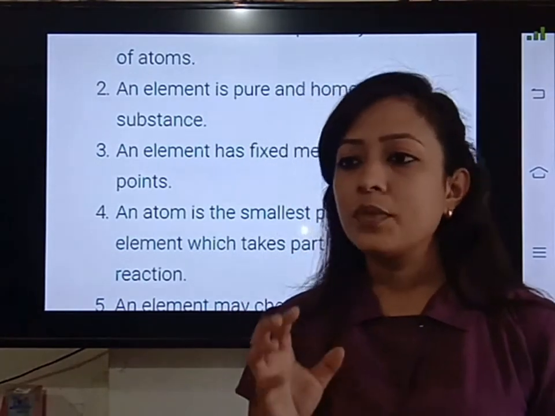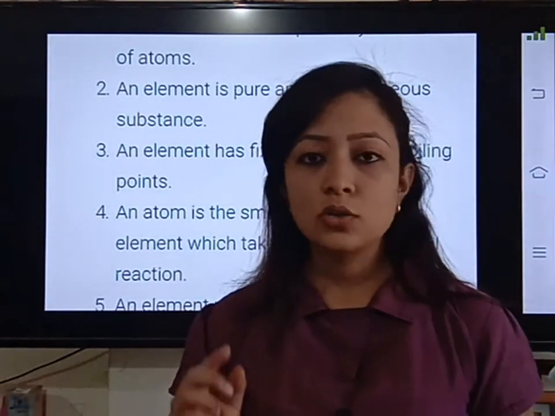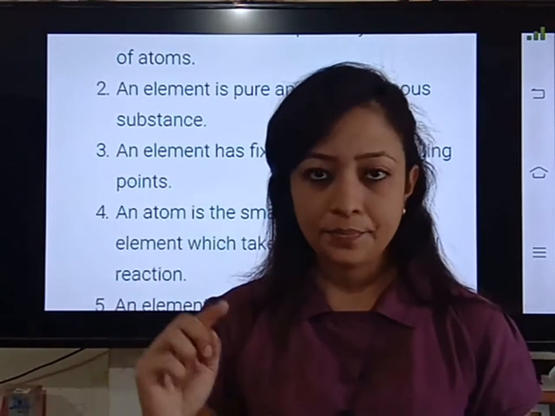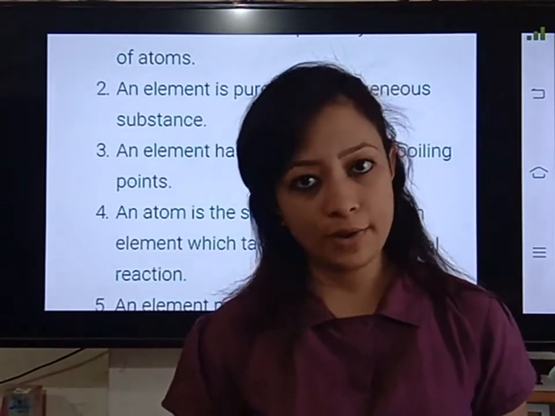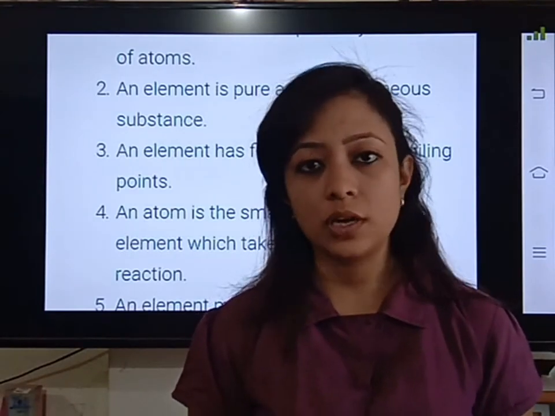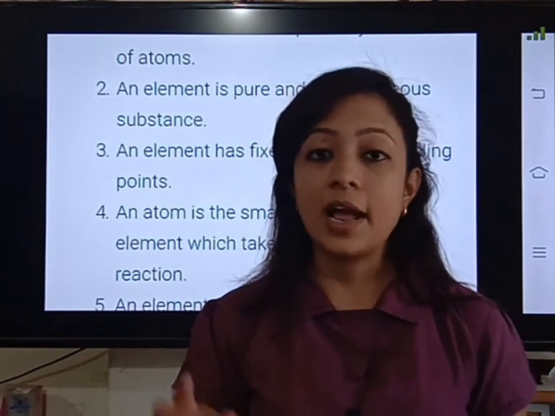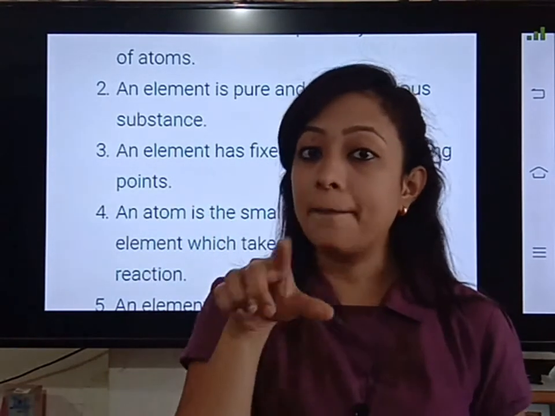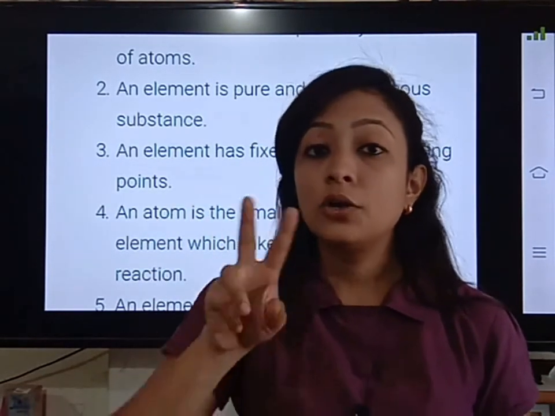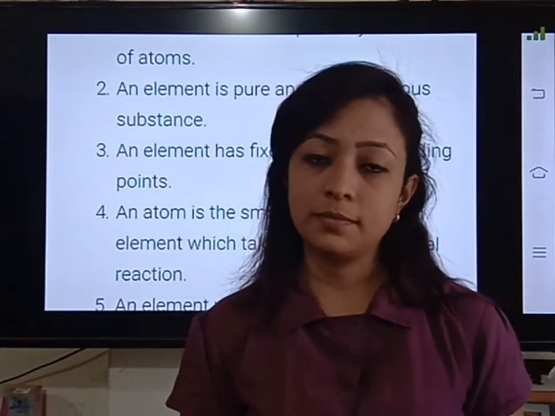So for example, I am talking about nitrogen. I will write the symbol N. If I want to write two atoms of nitrogen, then what will I write? I will write 2N, the number 2 and after that a capital N. So that represents 2 atoms of nitrogen.